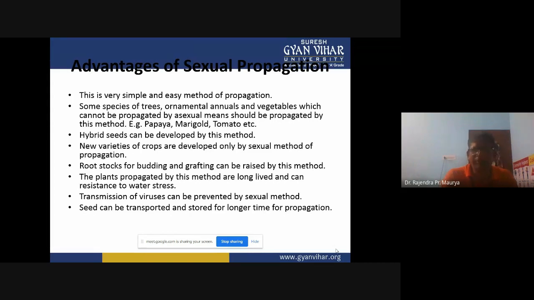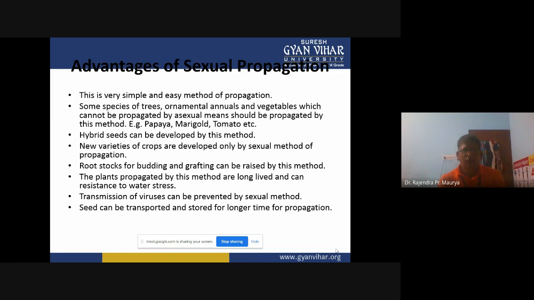Hybrid seeds can be developed by these methods. Hybridization is the only method to develop them. New varieties of crops are developed only by sexual methods of propagation, so for new varieties by hybridization techniques we have to go only by sexual propagation.